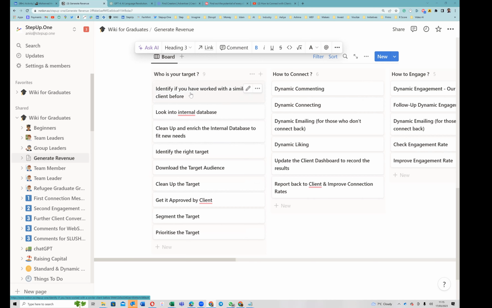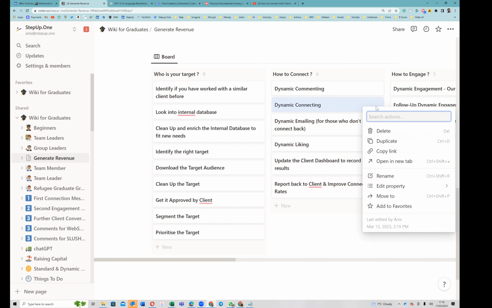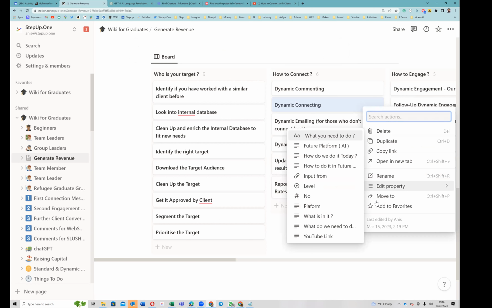So, we were thinking, okay, fair enough. So they don't need to learn all these things. Okay, what about how to connect? Does she need to know how to comment? No, she doesn't need to know how to comment. Does she need to know how to do dynamic connecting? Yes. She needs to know only this. Does she need to know emailing? No. Does she need to know liking? No. Does she need to update the client dashboard? Yes. Does she need to report back to the client? No. So we realized the only two things that she needs to do in order to work and learn and earn money from tomorrow morning is these two.